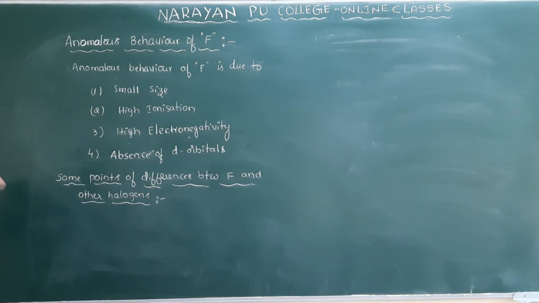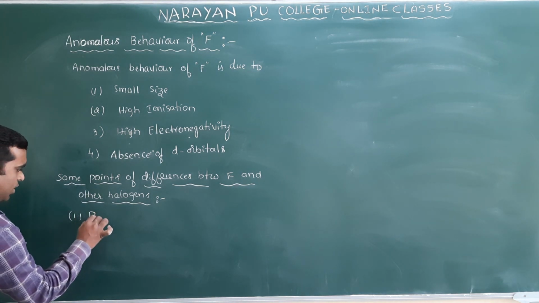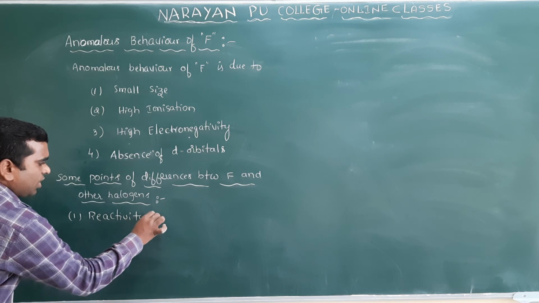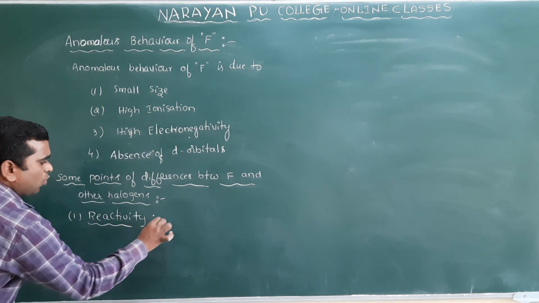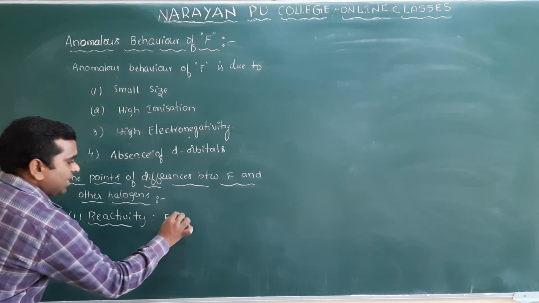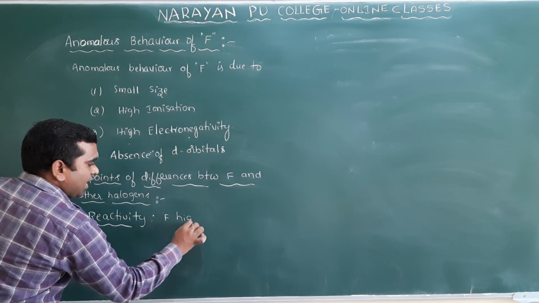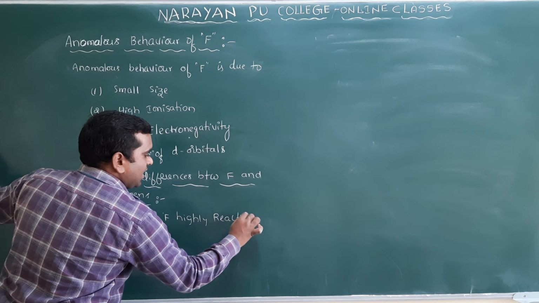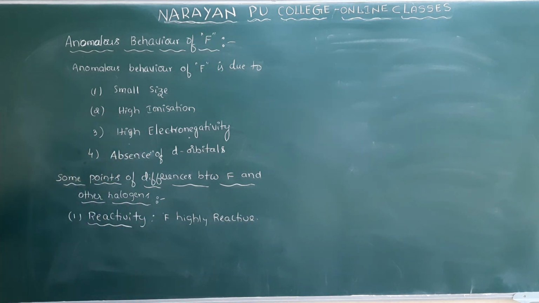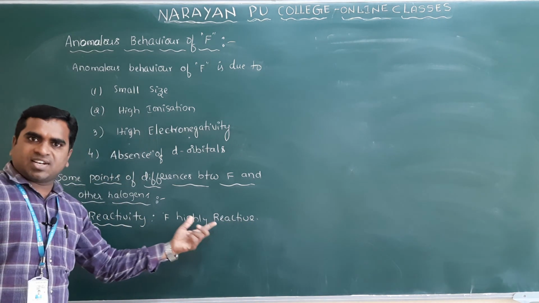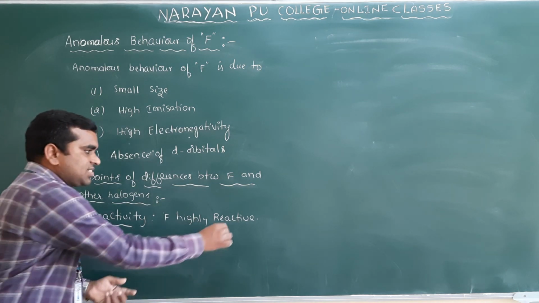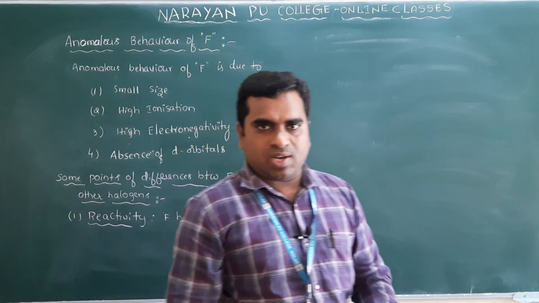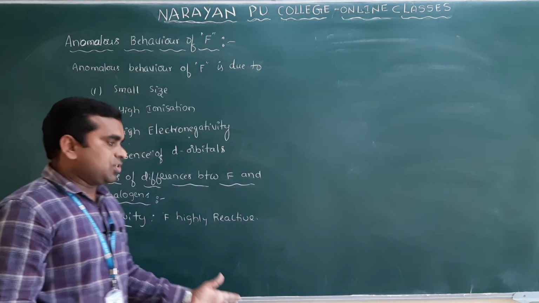The first one is reactivity. I have already discussed this. Fluorine is highly reactive compared to the other elements. That is one anomalous behavior. Why? Because it has a high standard reduction potential. Clear? That is the first behavior.